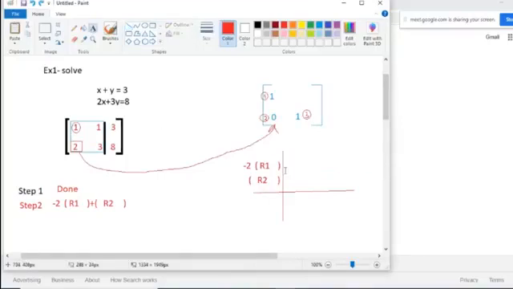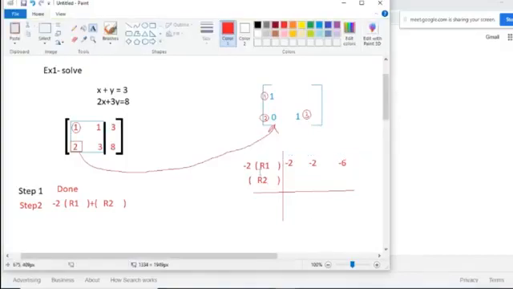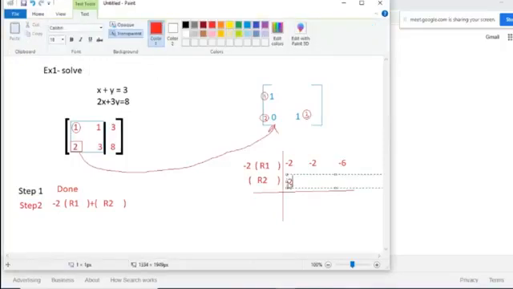Minus 2, minus 2, minus 2, and minus 6. Minus 2, and minus 6, correct. Now give me R2. This is R2. Give me the value of R2 as same. R2, it was what? 2 and what? 3, 8. And minus 3 and what? And 8. Perfect, and 8.